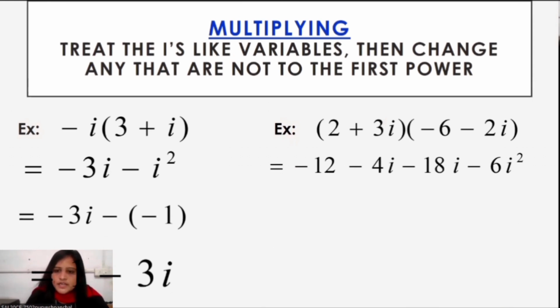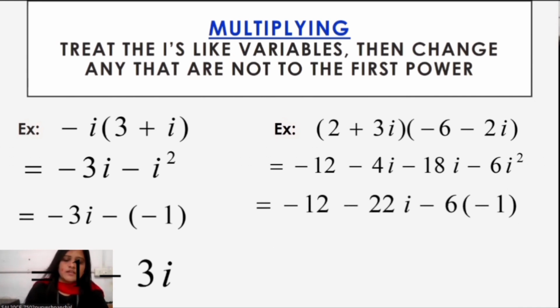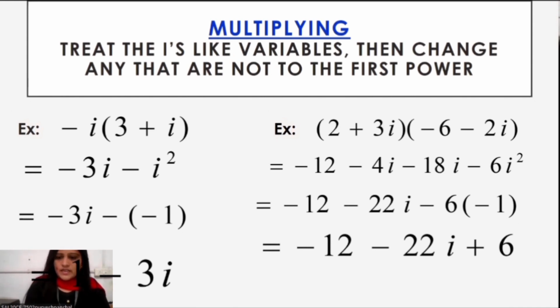Now let us multiply 2 plus 3i with 6 minus 2i. We will open the bracket. First, we will multiply 2 with the whole bracket, 6 minus 2i. So we have 12 minus 4i, plus 3i with the whole bracket, 6 minus 2i. So we have 12 plus 14i minus 6i square. And we know that i square is equal to minus 1. So we have 12 plus 14i plus 6. So our final answer is 18 plus 14i.